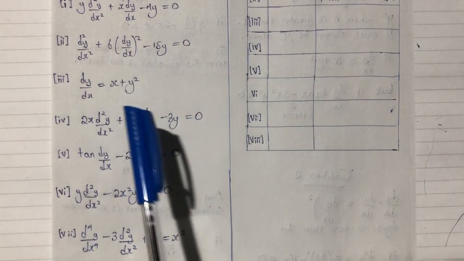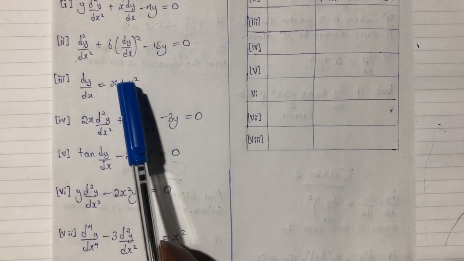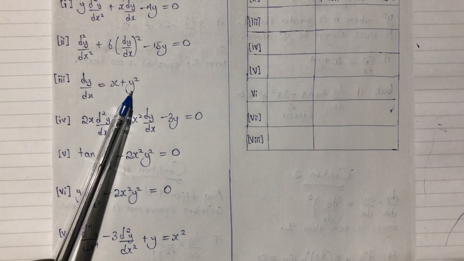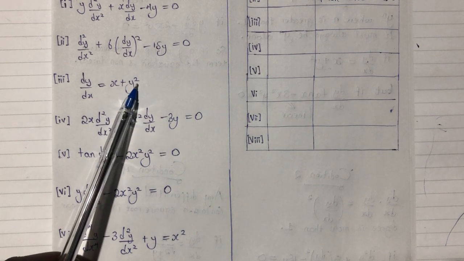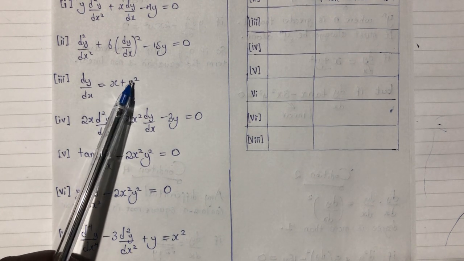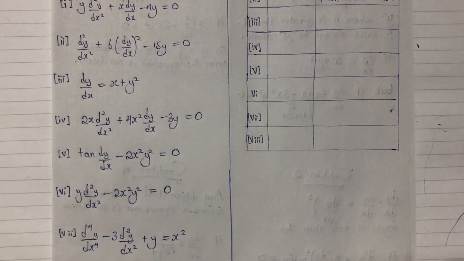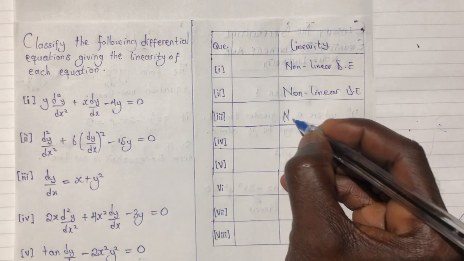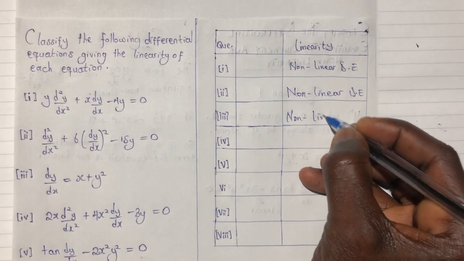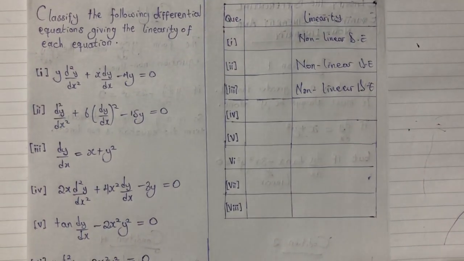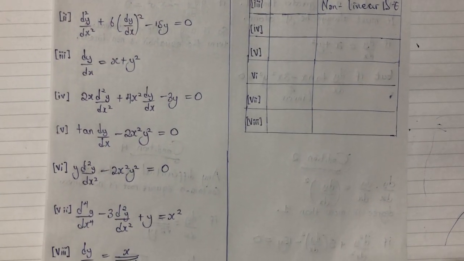We have dy/dx equal to x plus y squared. This is condition number 1. Y is standing alone. Y is squared. The power of y is greater than 1. So this makes the equation a nonlinear differential equation. So we write a nonlinear differential equation. Then we move on to the fourth question.